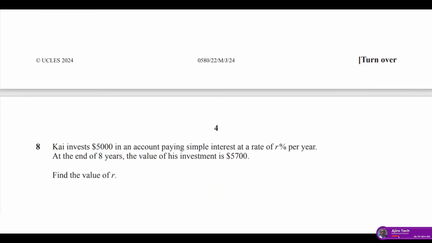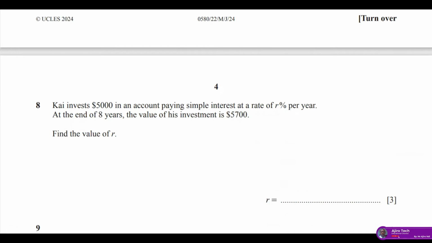Next question. Kai invests $5,000 in an account paying interest at the rate of R per year. At the end of 8 years, the value of his investment is that. Now, it is paying simple interest. We're going to use the simple interest formula. Now, simple interest is PRT over 100. So what is the interest? Interest in this case is amount minus principal. So you have 5700 minus 5,000, which is $700.